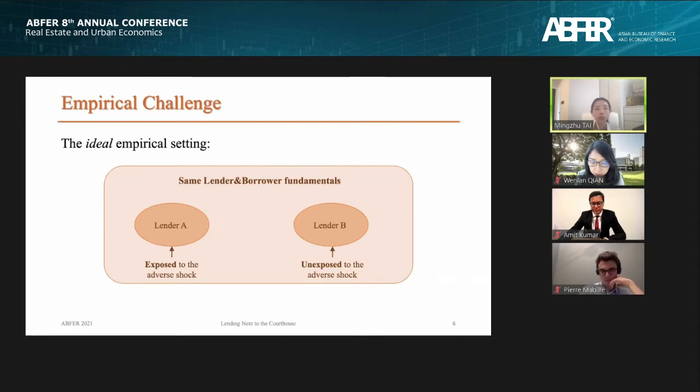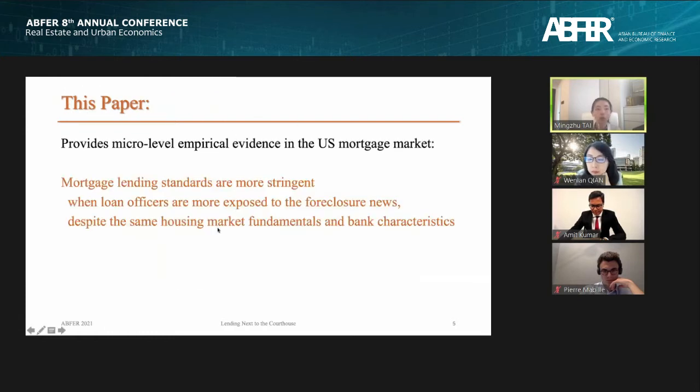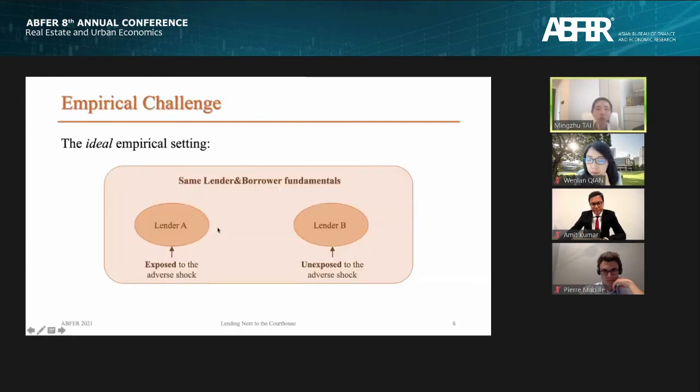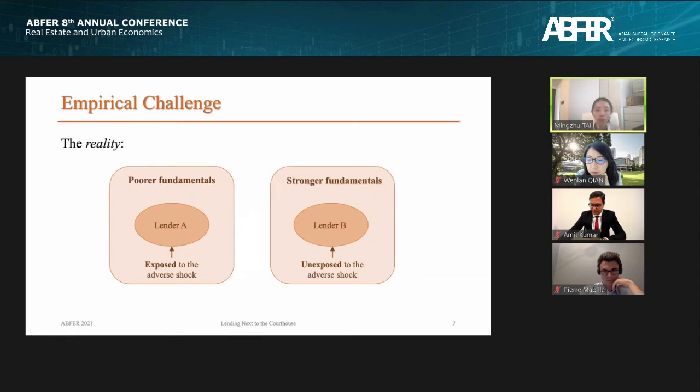But we know that in the real world, such an ideal setting is not very likely. And more often, this is what we see. Whenever a lender is exposed to the adverse shock, then typically this lender is also experiencing poorer economic fundamentals. And whenever a lender is not exposed to the adverse shock, typically this lender is still facing relatively better fundamentals. So now the micro channel and the macro channels are mixed together, and it's very hard to separate them completely.